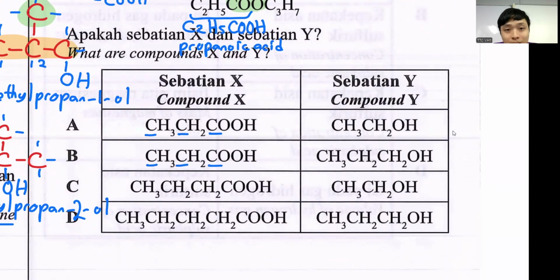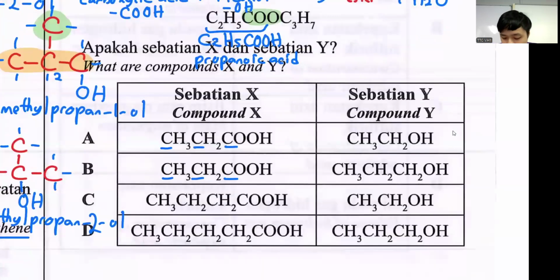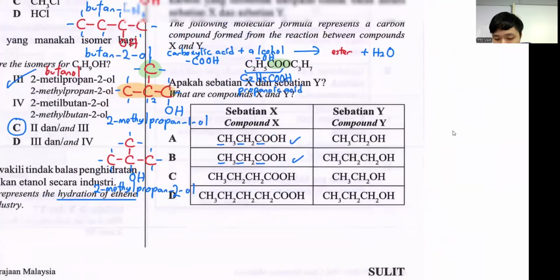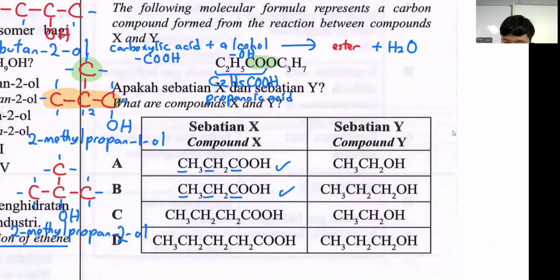For X, right? Because X is COOH, so it can be A or B, right? Correct. C is butanoic, D is pentanoic. Cannot, okay? So then the other part is what? The other part should be the alcohol one, correct?